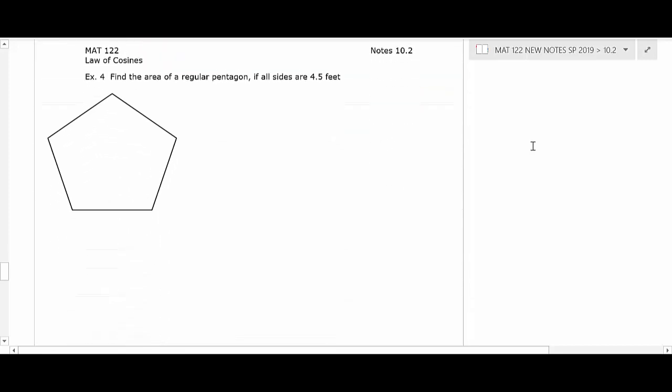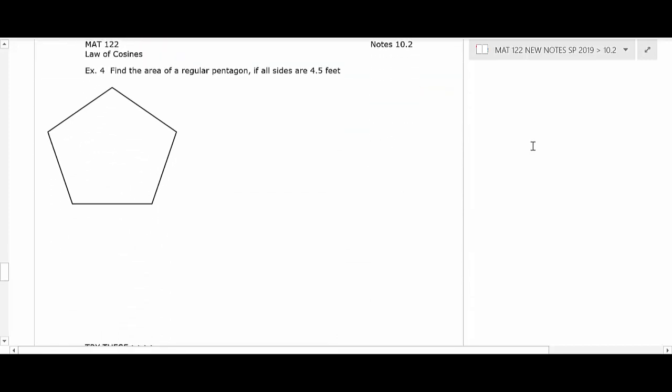Okay, on the next page, I'm going to do something that I think is kind of interesting. We're going to use our area formulas that we've learned, Heron's formula and the side angle side formula, to look at how we could figure out the area of this pentagon. Now, this is a regular pentagon, which means all of the sides are equal. So basically, in this particular problem, all of these sides are 4.5 feet because it's a regular pentagon.